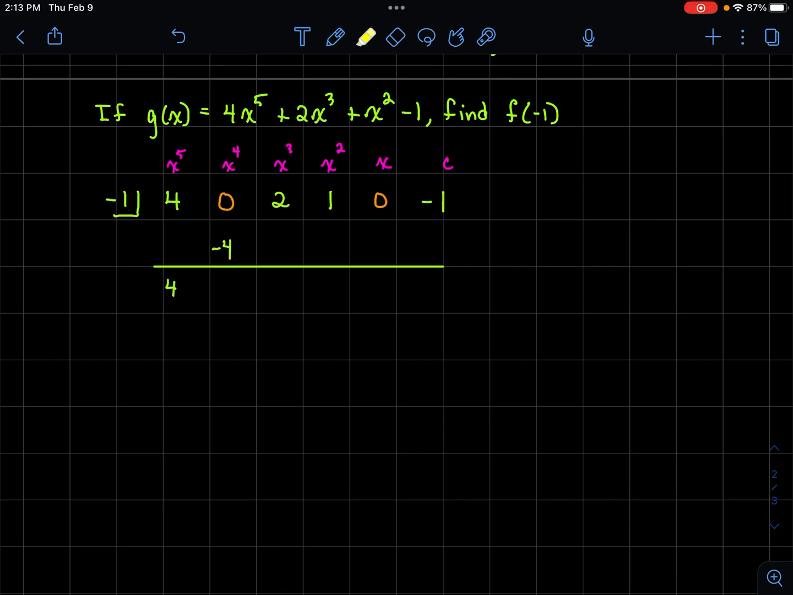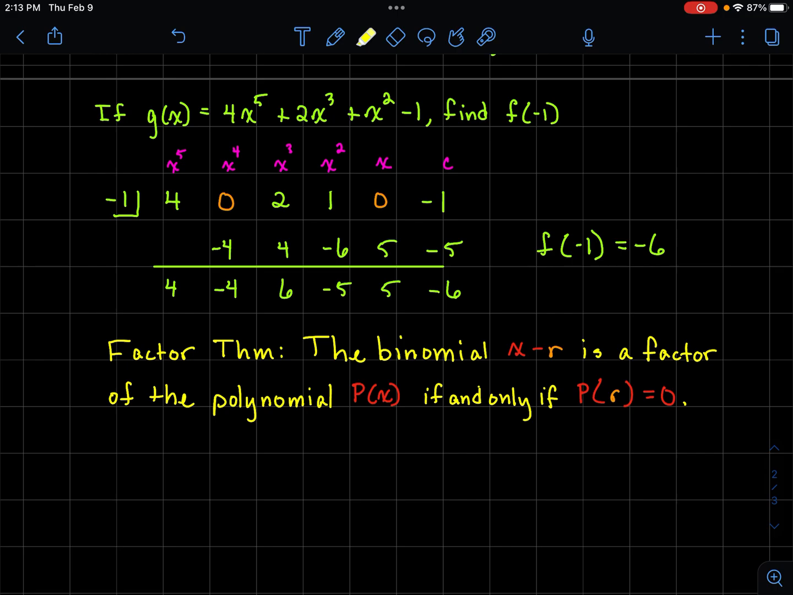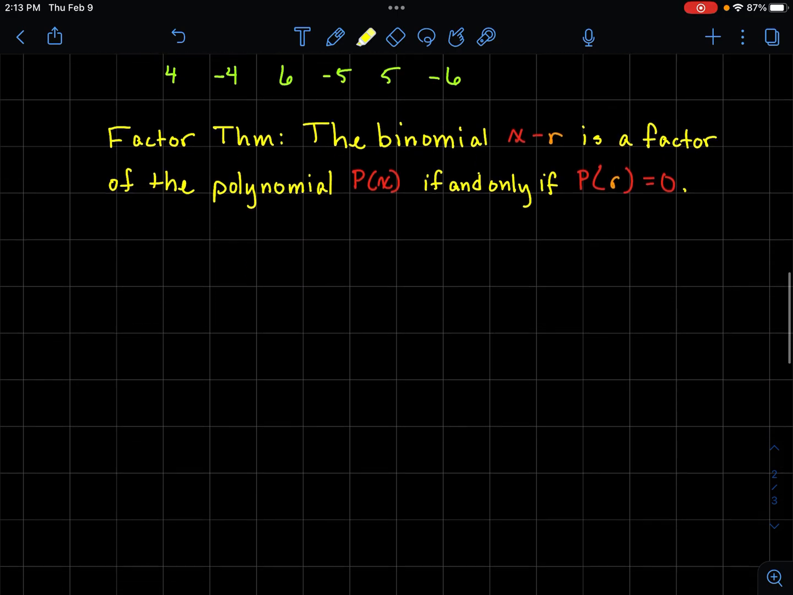Drop the first term, multiply the -1 and the 4 together. Gives us -4. Combine the 0 and the -4 to get -4. Multiply again. Combine. Multiply. Combine. Multiply. Combine once again, and then finally multiply. And -1 and -5 makes -6. So therefore, the function evaluated at -1 is equal to -6.